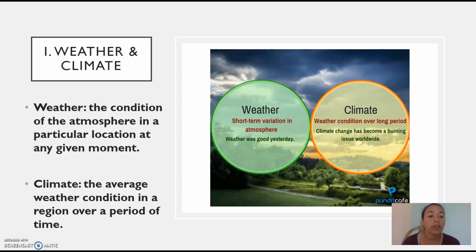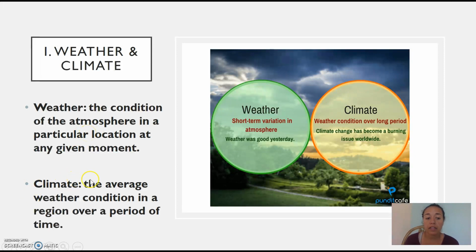Okay, the difference between weather and climate, because from here we're moving into weather and climate. How does that affect weather? We're going to get into weather moving on here, but weather is the condition at that moment. So the weather is today. Like, what is it? Oh, it's sunny right now. So it's the short-term variation in the atmosphere, the condition in a particular location at any given moment.